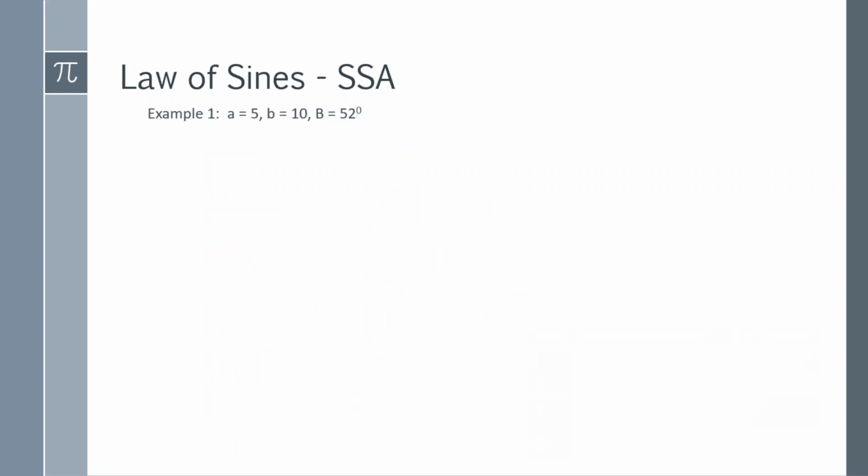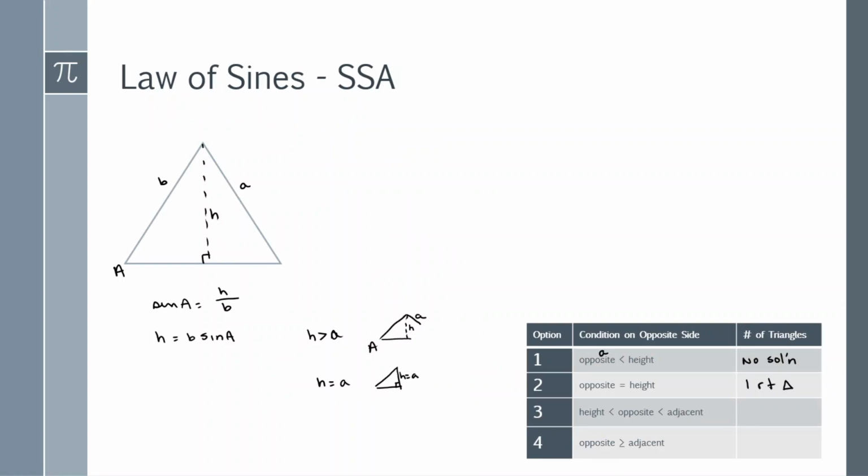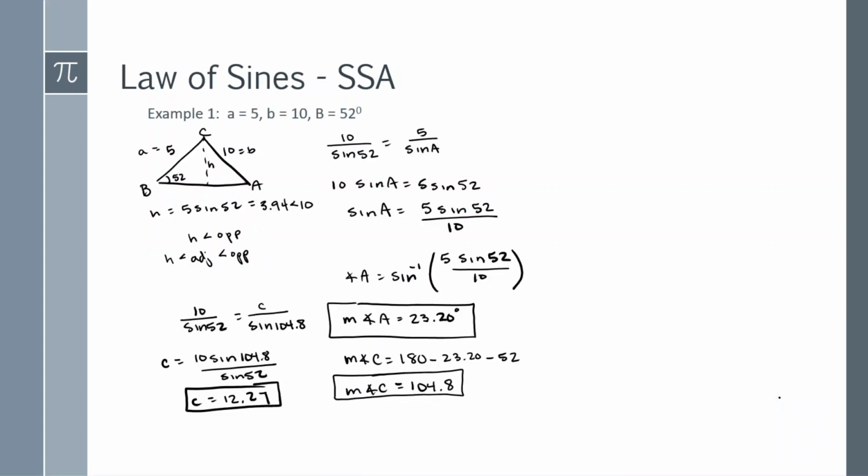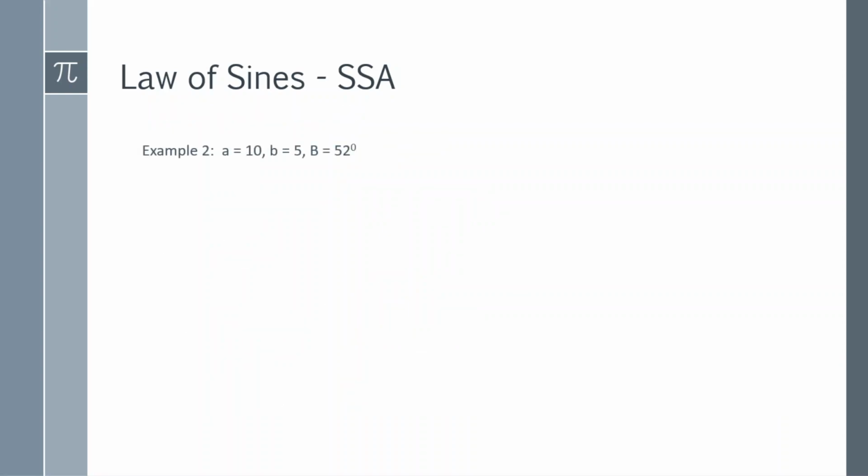So if we look back up here, we have opposite bigger than adjacent, but the height is not less than those things. So this is the one triangle. So it's in this last scenario that we get 2. Okay. All right, now how would I know if I have 2? Let's keep doing some examples.